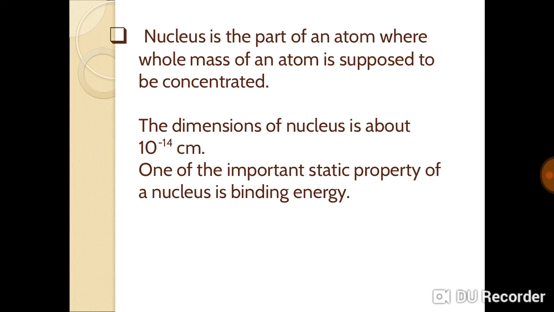Since protons and neutrons are the heaviest particles in an atom and they lie inside the nucleus, the nucleus of an atom is the part where the whole mass of an atom is supposed to be concentrated. The dimension of nucleus is about 10 raised to minus 14 centimeter. There are various properties of nucleus. The properties of nucleus which are studied when it is in ground state are called static properties, and binding energy is one of the most important static properties of nucleus.